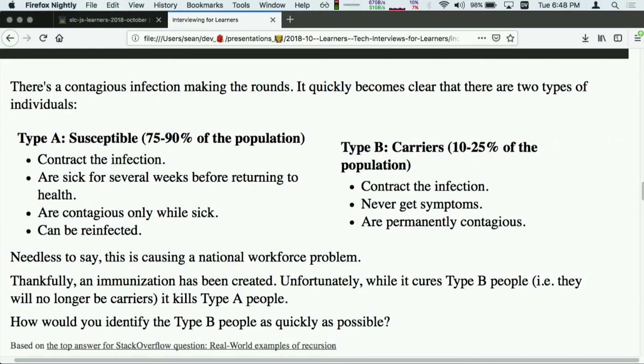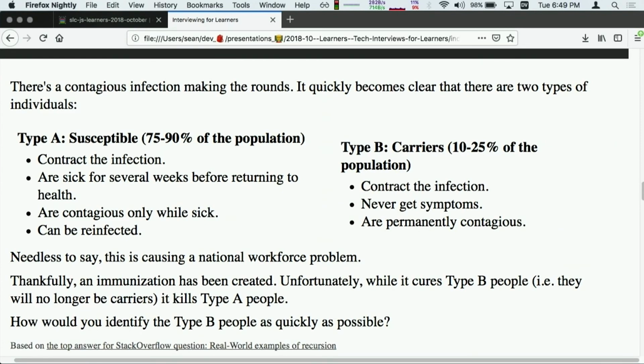This causes a problem nationwide for the workforce. So researchers go out there, they find an immunization, and while it will cure the carriers, it kills everybody else. So we need to pick who we give this immunization to rather precisely. So how would you identify the type B people as quickly as possible?